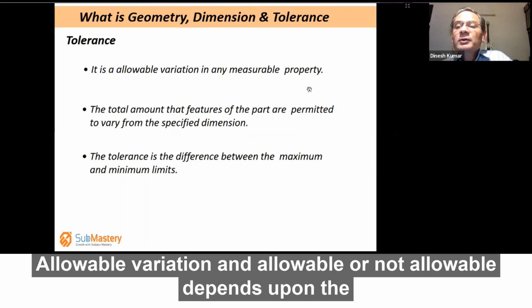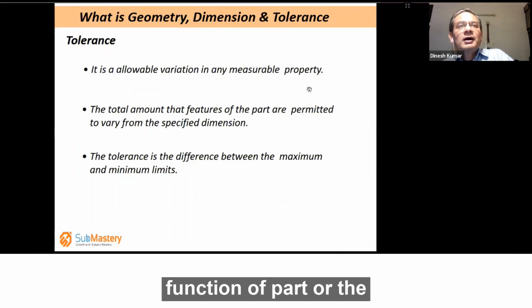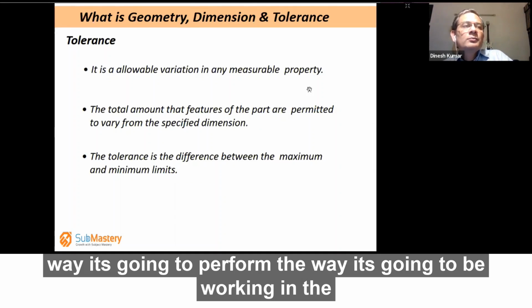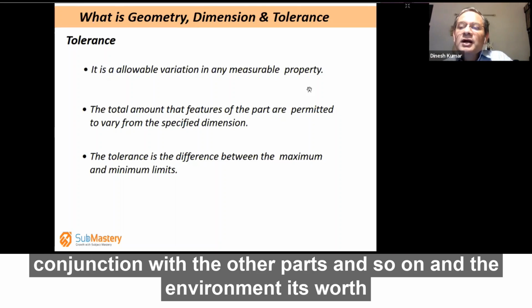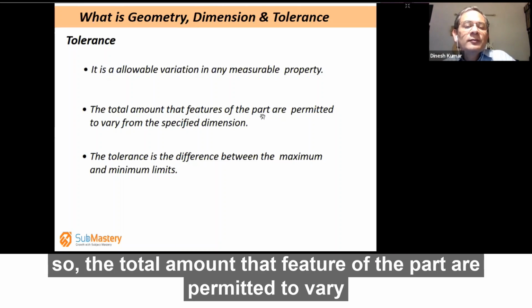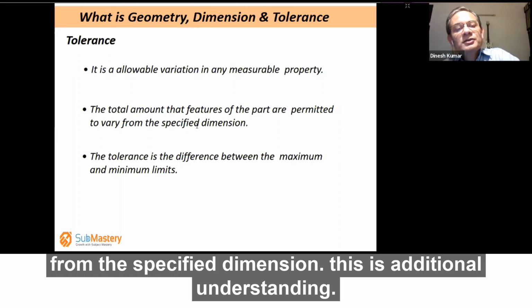And that allowable or not allowable depends upon the function of the part, the way it is going to perform, the way it is going to be working in conjunction with the other parts and so on, and the environment it is working in. All right. So the total amount that a feature of the part is permitted to vary from the specified dimension.